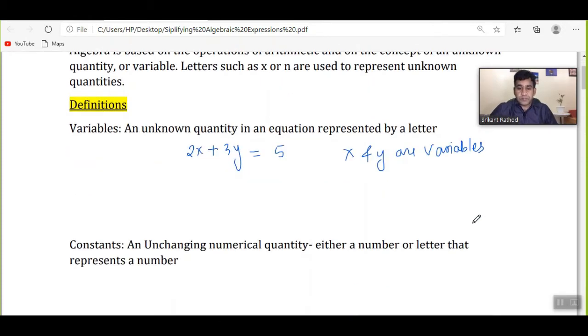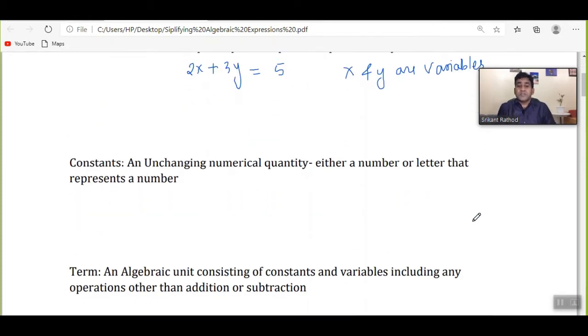Okay. So what do you mean by the constant? An unchanging numerical quantity, either a number or a letter that represents a number, those are called a constant. So here let me take 2x plus 3y plus 5. So what are the constants here? 2, 3 and 5 are called a constant.